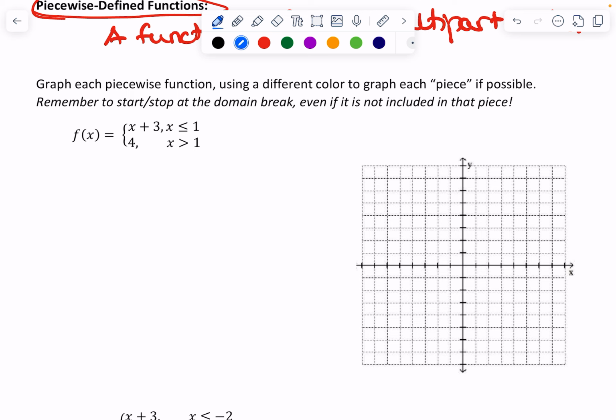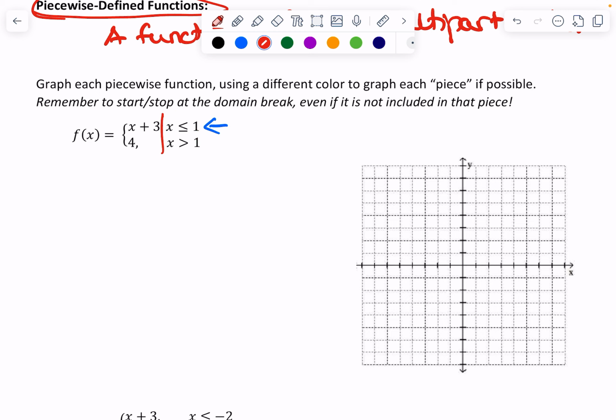So let's look at this first one here. Notice that what's happening here is that we have two different x's. We have x is less than or equal to 1, and we have x is greater than 1.